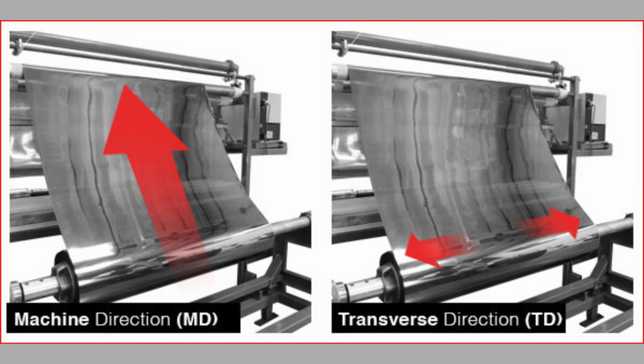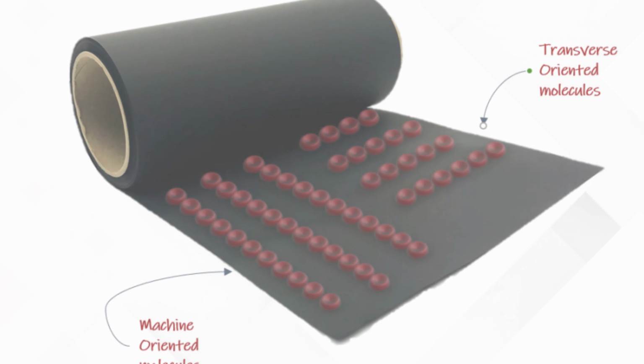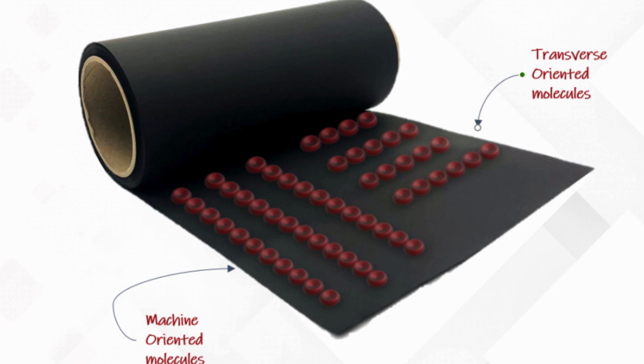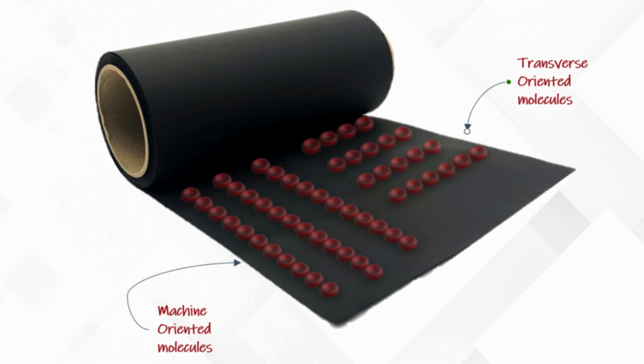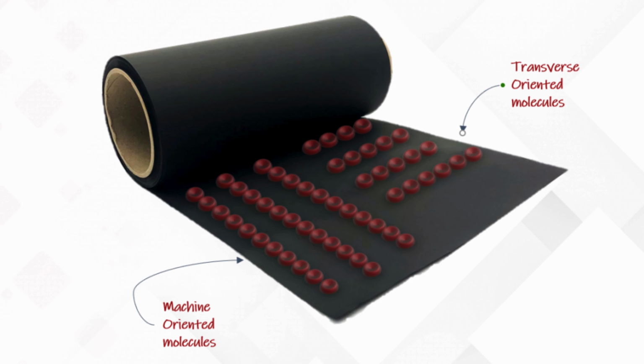In polymer films, MD is the direction in which the film is drawn or extruded. MD properties are influenced by stretching, molecular orientation, and processing speed in that direction.